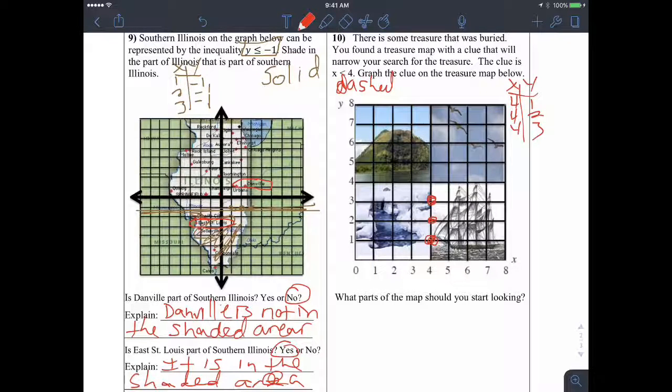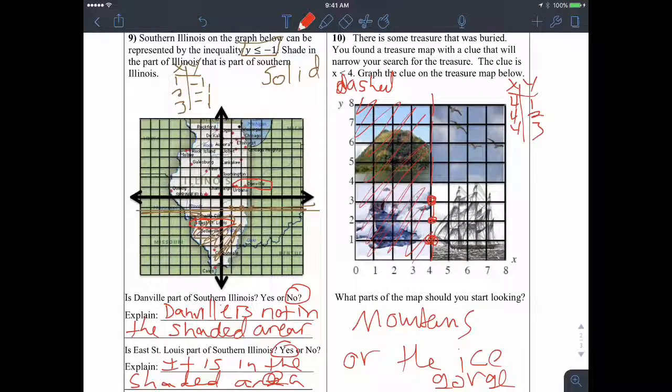Okay, so now when you draw this, you need to make sure you draw a dashed line because of the fact that we have no or equal to bar. Now since it's x is less than 4, we're going to shade the side that's going to be to the left of it. So this is the answer to that. All right, down at the bottom, asks the question, what parts of the map should you start looking? Go ahead and answer that question. All right, because these two parts are in the shaded region, you would look in the mountains or the ice gorge.